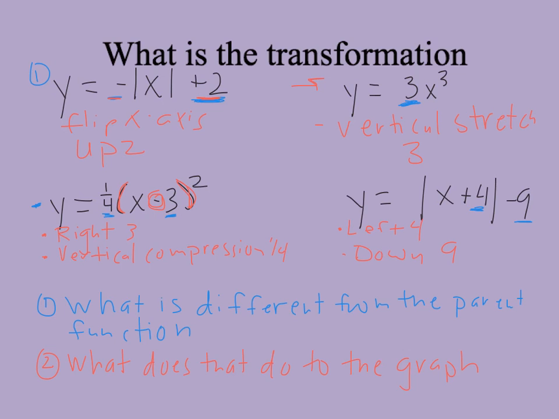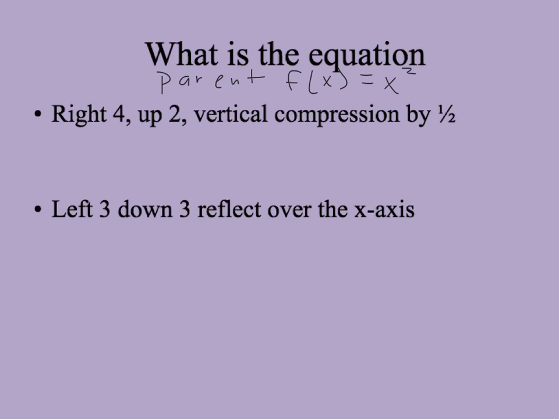Lastly, the 4 is on the inside of the equation because it's in between my absolute value signs. That's going to move it left 4. Again, inside the equation is opposite of what's shown. And then the minus sign is on the outside of the equation. Outside the equation is as is. So since it shows a negative, that means it moves down 9. You should make sure that you have these two written down in your notes right now, because that is your thinking process. And finally, if I give you the transformation, can you write the equation?